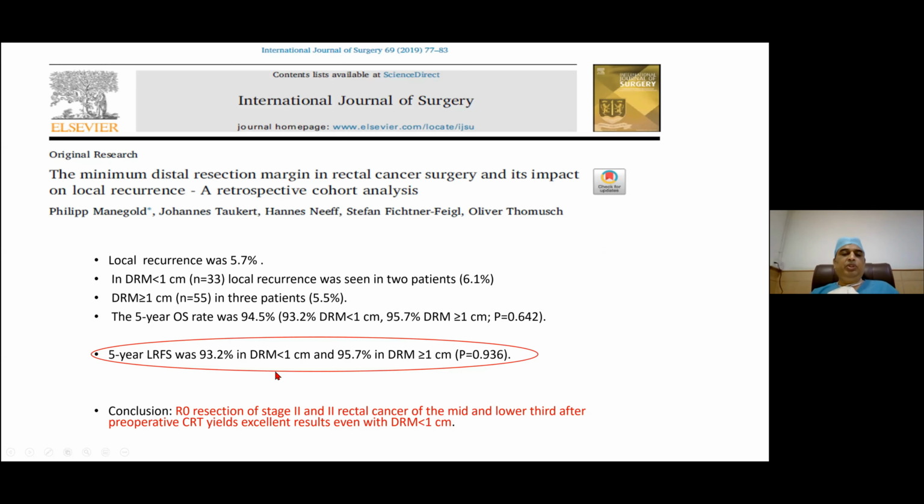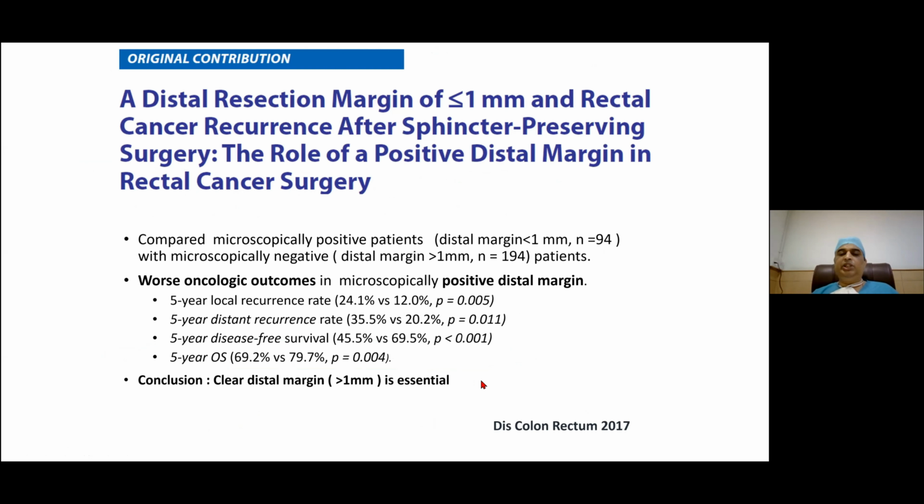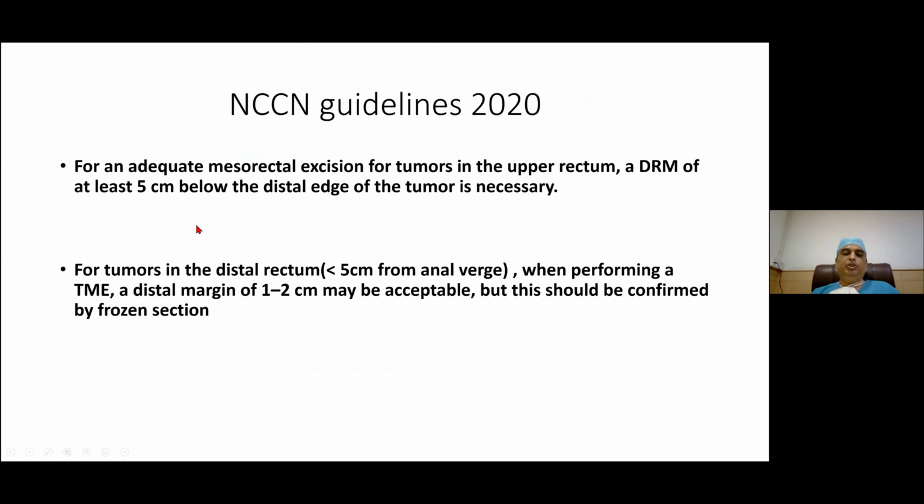So they have shown even a distal resection margin less than 1 centimeter has a local recurrence rate around 93% as compared to 95% with more than a 1 centimeter margin. So a clear distal margin of more than 1 centimeter is essential, even if it is not more than 1 centimeter in some cases. Still, the NCCN guidelines recommend 5 centimeter for upper tumors and try to get a 1 to 2 centimeter margin for lower rectal tumors. But for ultra low resection, it can even be less than a 1 centimeter margin.